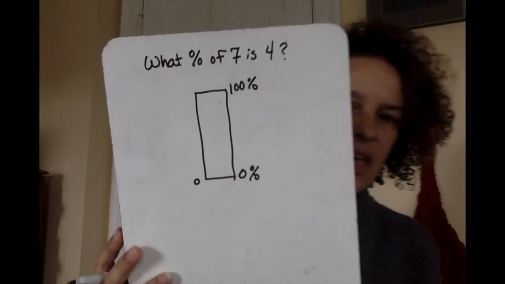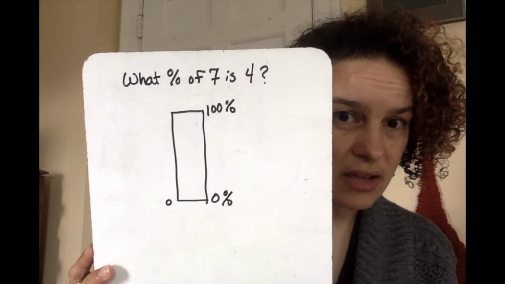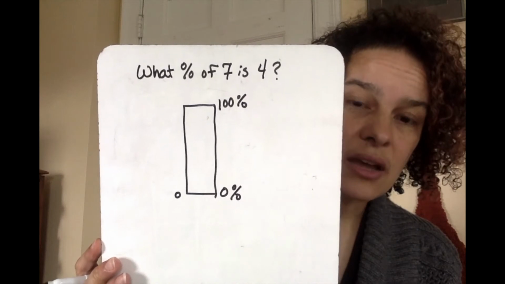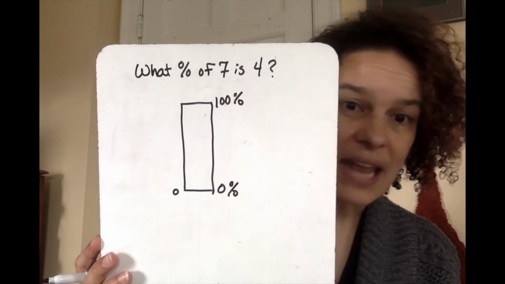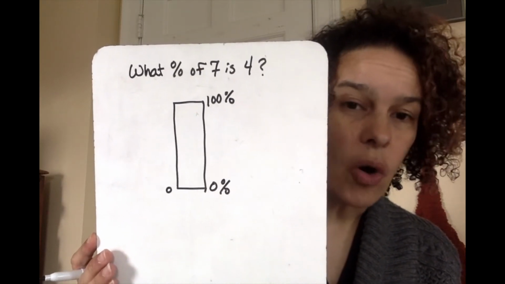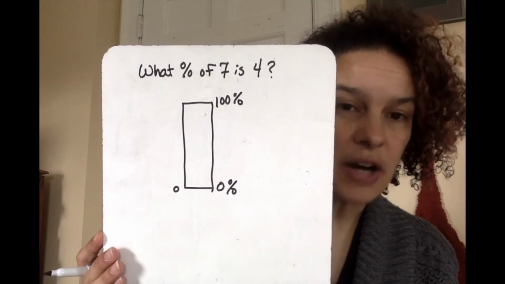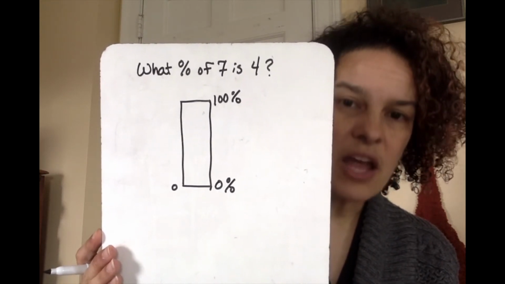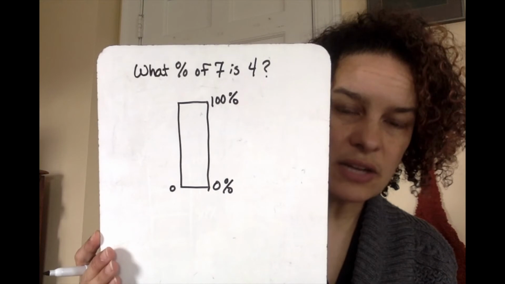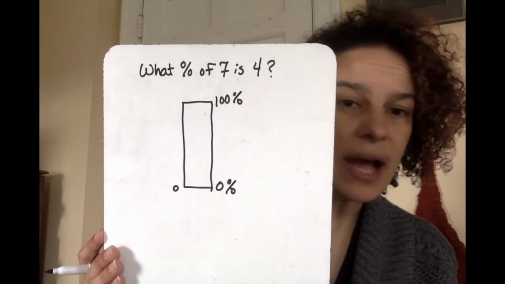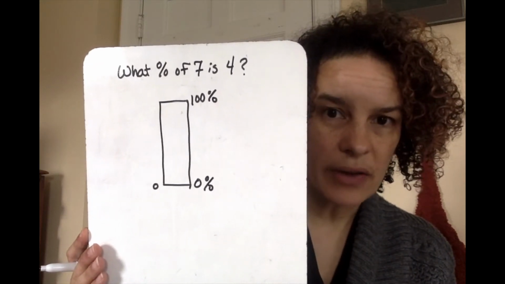So I can always draw my rectangle and add these 3 numbers here, right? I know that my bar model is always going to go from 0% to 100%. And I know that my number amount is going to start at 0 and go up to something. So I can do that when I start any bar model.